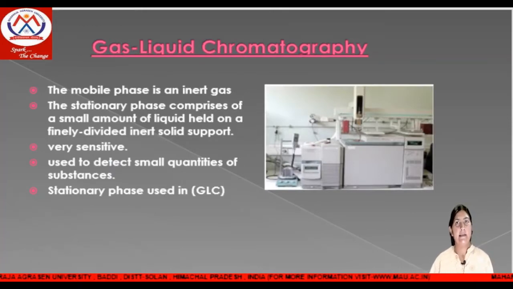Next is gas liquid chromatography. In this, the mobile phase is an inert gas, which can be hydrogen or nitrogen, and the stationary phase comprises a small amount of liquid held on a finely divided inert solid support. This technique is very sensitive and is used for the detection of small quantities of substances. The stationary phase used in GLC is alumina or silica.